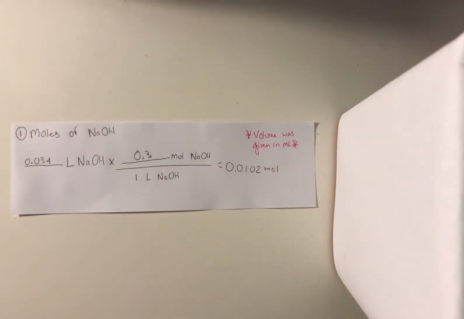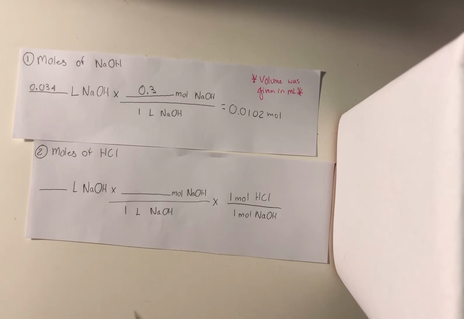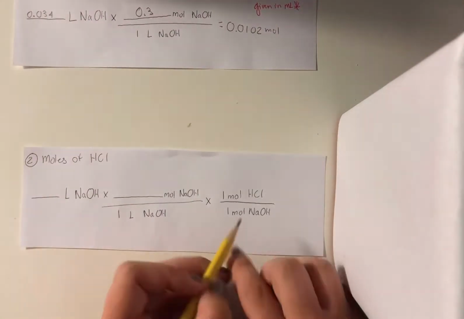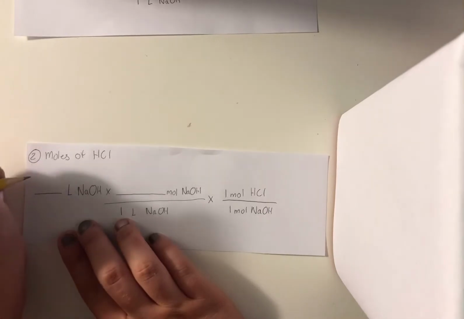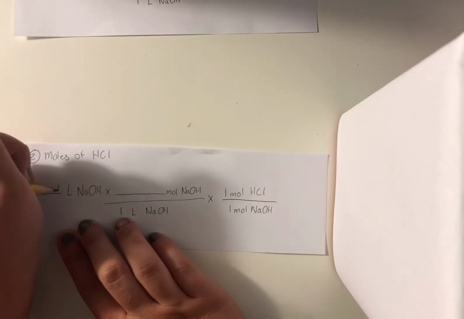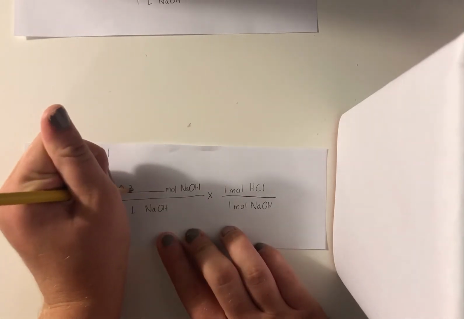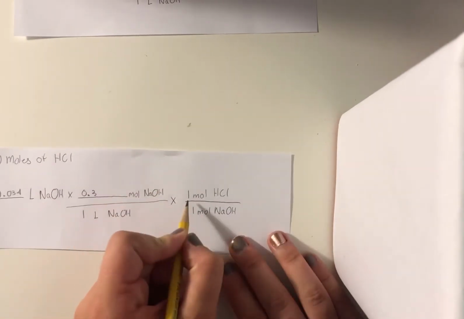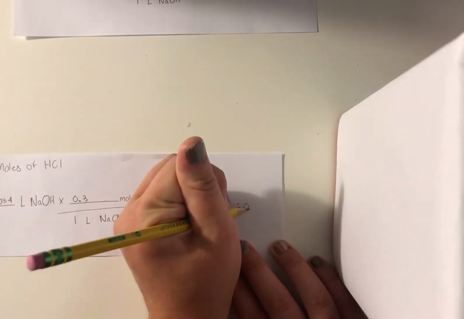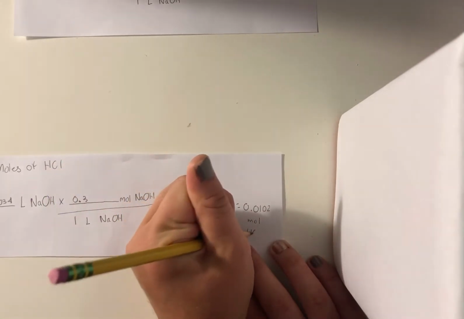Okay, so then for step 2, when we find the moles of hydrochloric acid, it's going to be a similar setup, except now we're comparing the ratio, which is 1 to 1, because when we hit that equivalency point, they are both equal. So again, we had 0.034 liters of sodium hydroxide multiplied by 0.3 moles of sodium hydroxide, and then we multiply it by this mole-to-mole ratio, which again, since we're multiplying by 1, it's just going to equal 0.0102 moles of HCl.